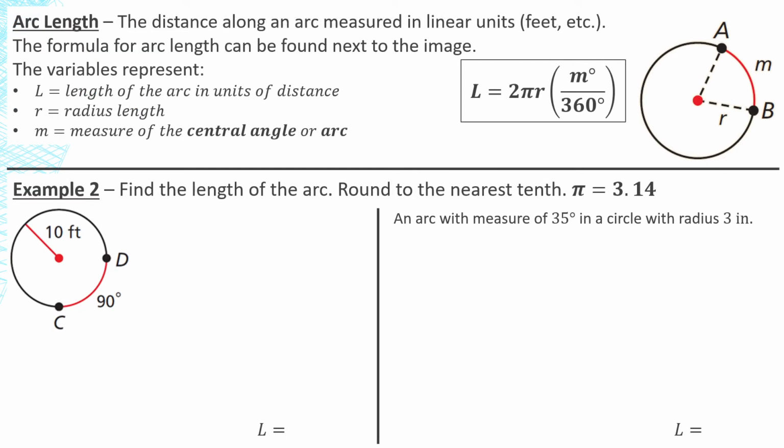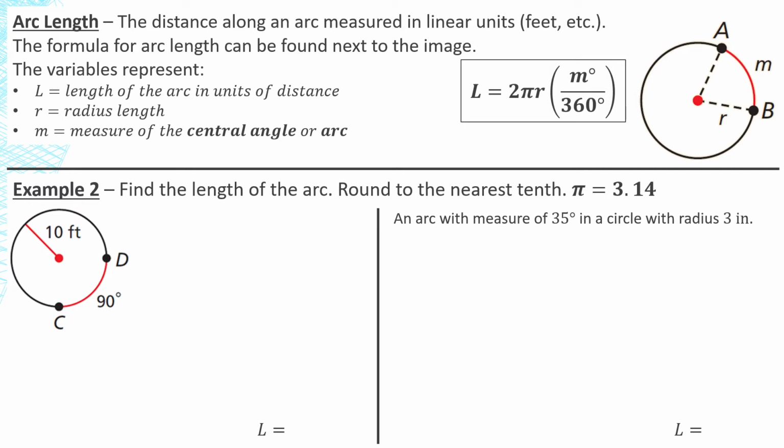Arc length. Again, arc length and arc measure are not the same thing. Arc measure refers to the degree measurement of the arc: how many degrees out of the 360 is covered between these two points. Arc length refers to the actual distance: feet, meters, miles, etc. So the arc length is a piece of the circumference. It's the distance along an arc measured in linear units.